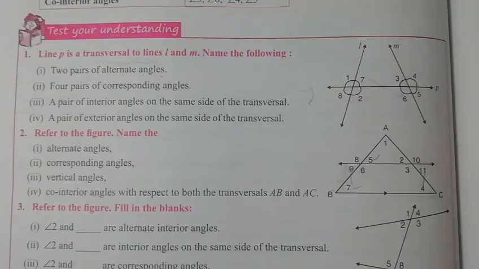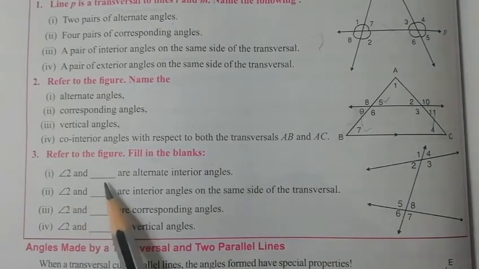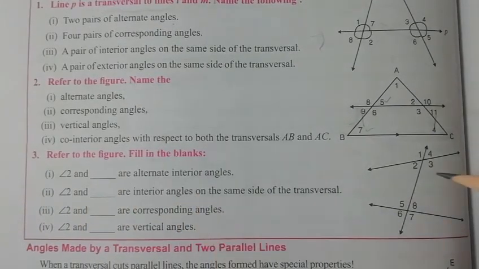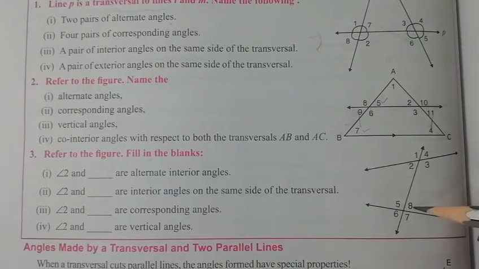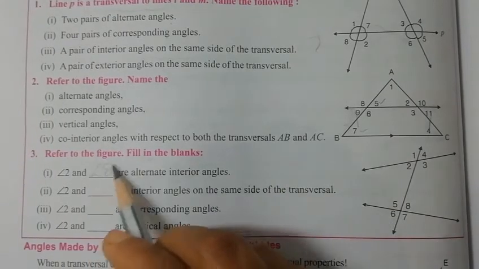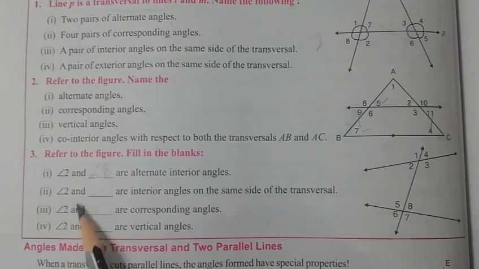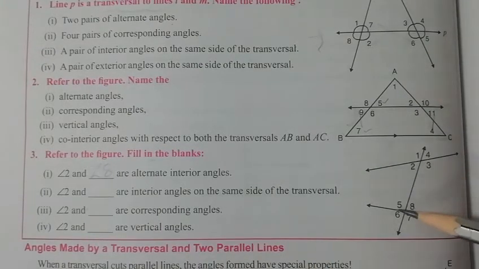Okay. Next, refer to the figure, fill in the blanks. Angle 2 and dash are alternate interior angles. Angle 2 and which angle are alternate interior? Alternate interior 2 and 8. So we have to write angle 8. Next, angle 2 and dash are the interior angles on the same side of transversal. 2 and 5 are interior angles on the same side of transversal.